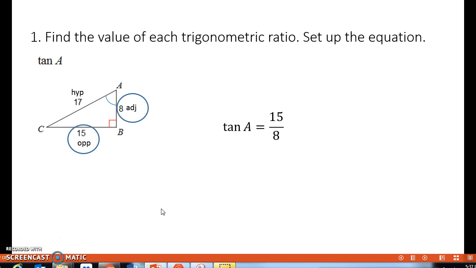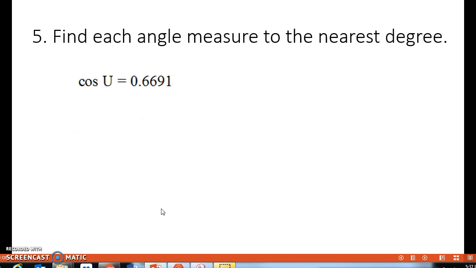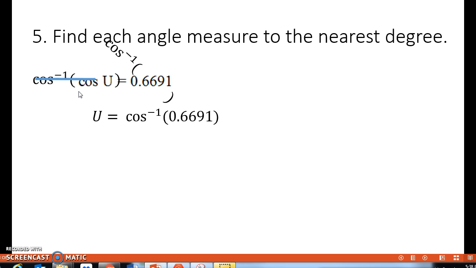Pause if you need to do a couple of these, or you can go back and do them at the end. The next type of thing we looked at was if I just tell you that cosine of some angle is this decimal, and I want to know what is that angle. So to get rid of this cosine so that you can just tell me what angle U is, you do cosine inverse of both sides. On this left side over here, the cosine inverse of cosine cancels. So I'm going to have U equals the cosine inverse of 0.6691. I am typing that directly into my calculator. Second cosine, 0.6691. When I do that, I get 48 degrees. Again, pause if you want to go ahead and do a few of these. You can come back to them at the end.